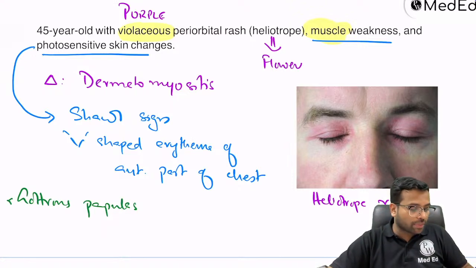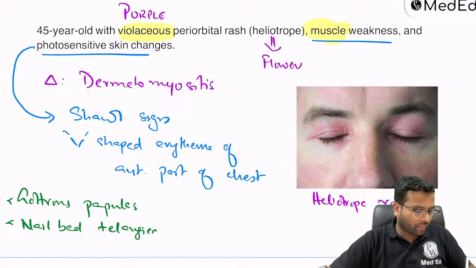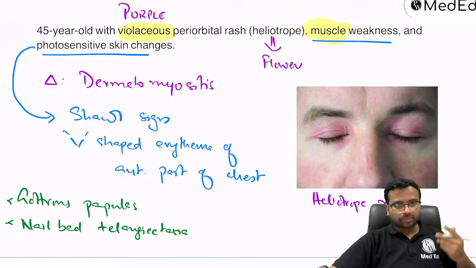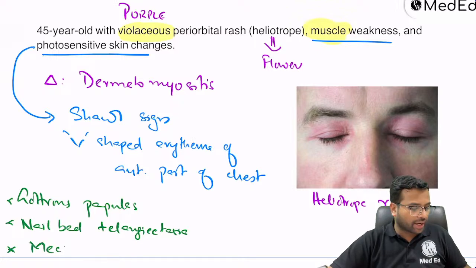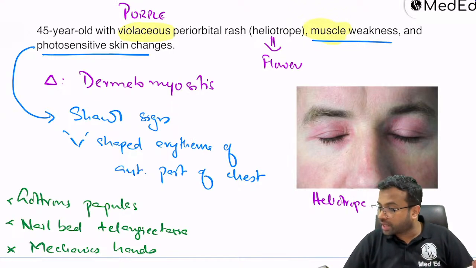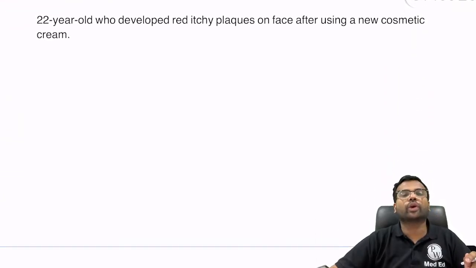Along with Gottron's papules, you can see a lot of changes, like nail bed telangiectasia, the Holster sign, or mechanic's hands. All these can be seen in the case of dermatomyositis. So moving to another one.